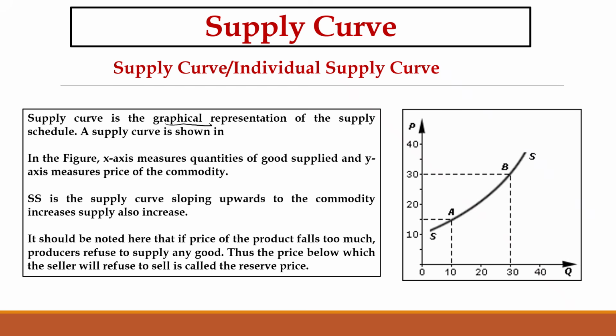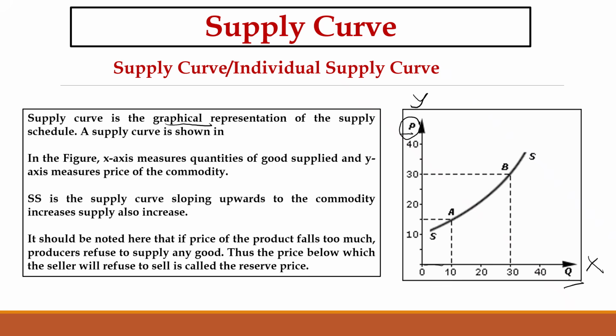A supply curve is shown in the figure. This is my x-axis and this is my y-axis. In the next slide, I will show you how to draw the supply curve. On my x-axis, I have taken the quantity supplied, and on my y-axis, I have written the price. So the x-axis measures the quantity of goods supplied and the y-axis measures the price of the commodity. SS is the supply curve.